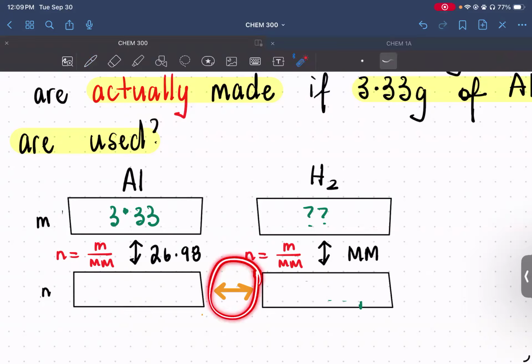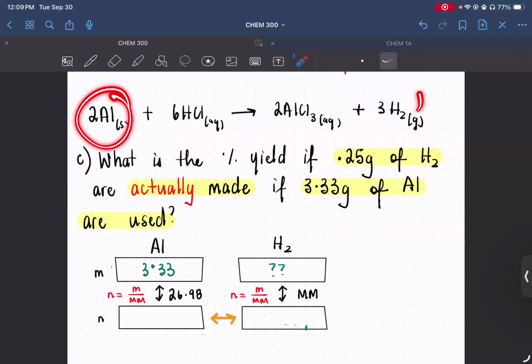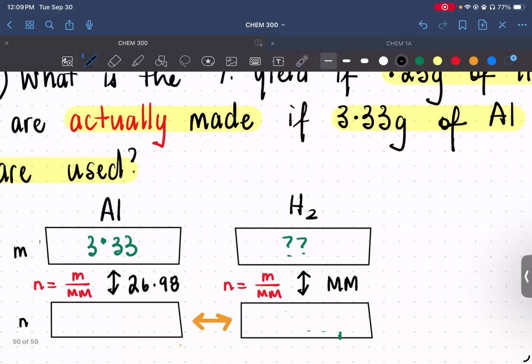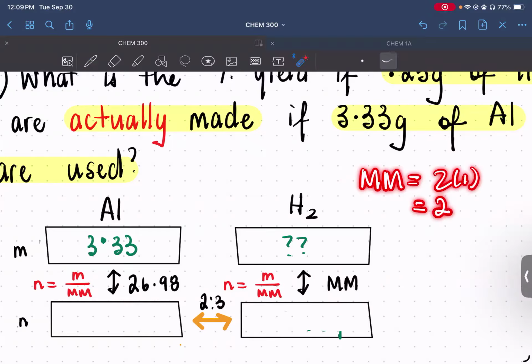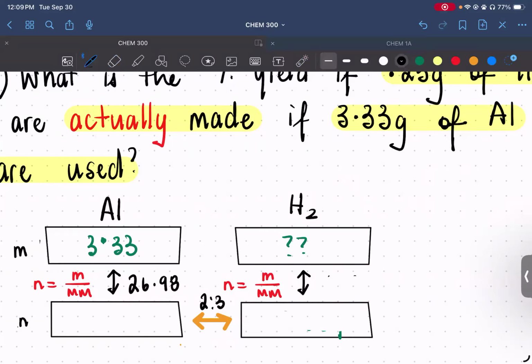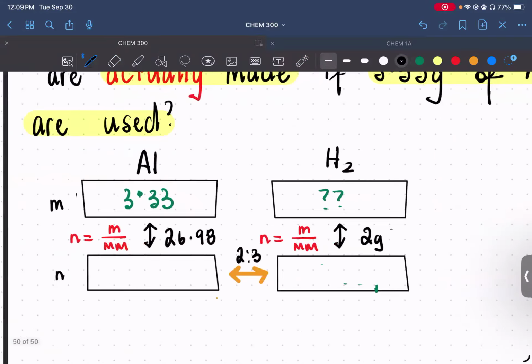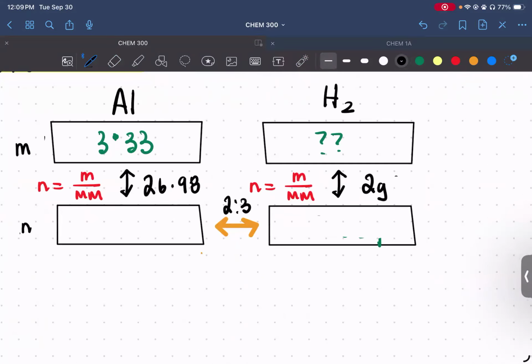We also need to know the mole ratio between aluminum and hydrogen. Aluminum and hydrogen is right here. We see that there are 2 aluminums and 3 hydrogens. So the ratio is 2 to 3. That cannot be simplified anymore, so we keep going. Finally, the last thing we need is the molar mass of hydrogen. There are 2 hydrogens, so 2 times 1 gives us approximately 2 grams. And with that, I have completely filled out the roadmap.